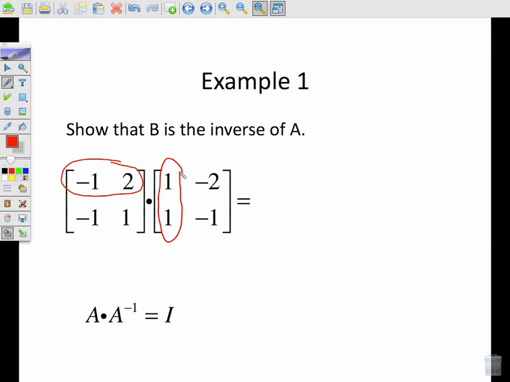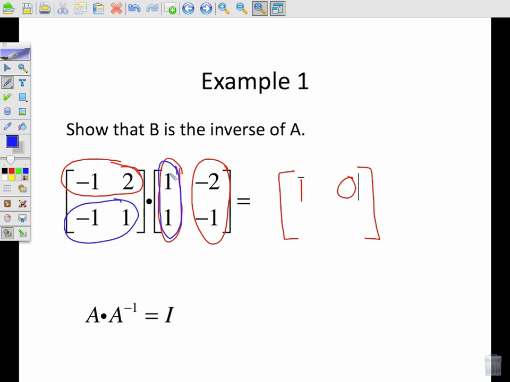And when I multiply, I have -1 plus 2, so that's the first element. Remember, you match up the corresponding parts, multiply and add. -1 times -1, and 2 times 1, plus 2 is 1. Then row 1 times column 2, so that's 2 plus -2, which is 0. Now we jump down to row 2 times the first column, and that's -1 plus 1, which is 0. And then times the second column, 2 plus -1 is 1.